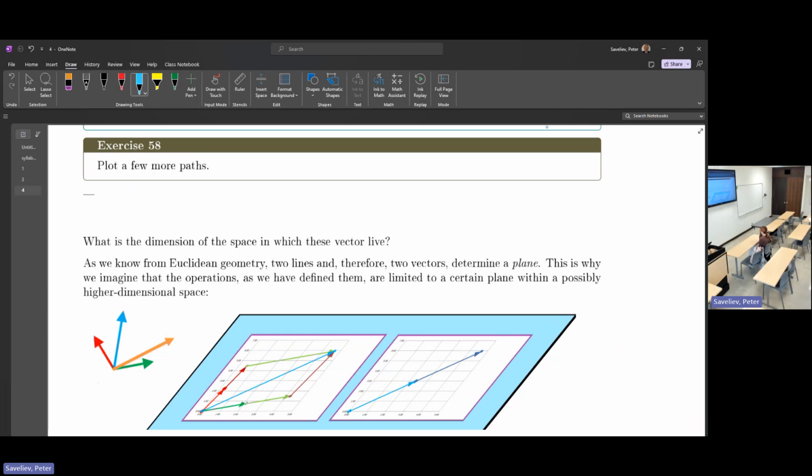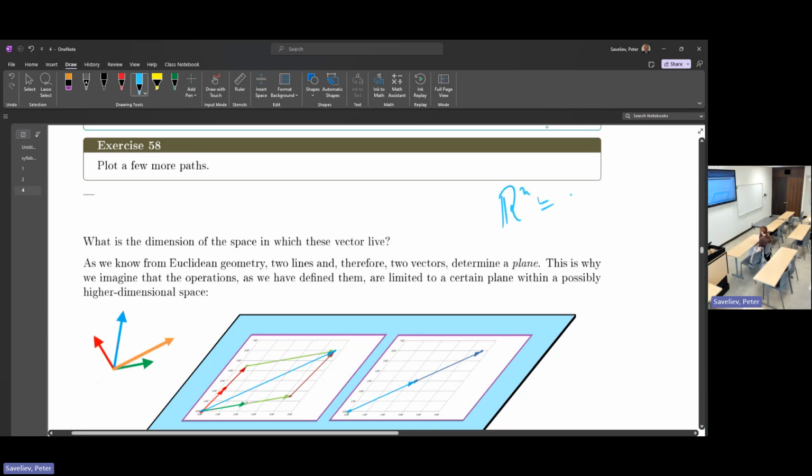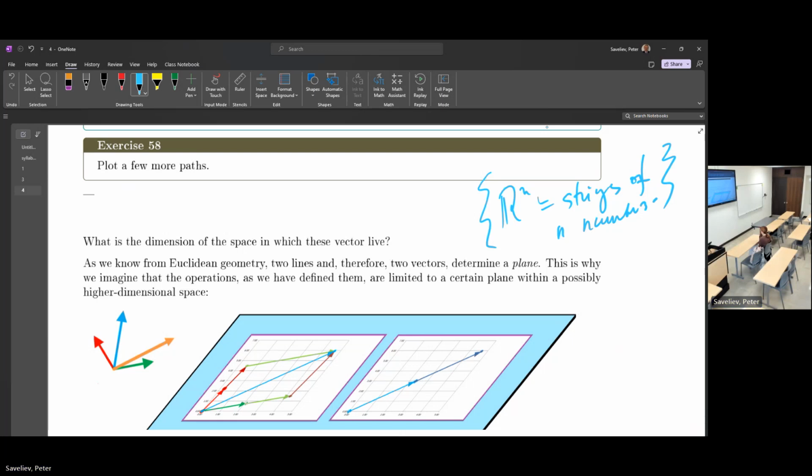Okay, so Rn. Remember, Rn is a string of n numbers. That's what they are. So then how do we even do algebra of vectors in high dimension? The answer is in the abstract. We're doing it in an abstract fashion, but nonetheless, we can still trace the origin of the algebra in multidimensional spaces back to lower dimensions. Why so? Because the two operations that we have discussed are lower dimensional.